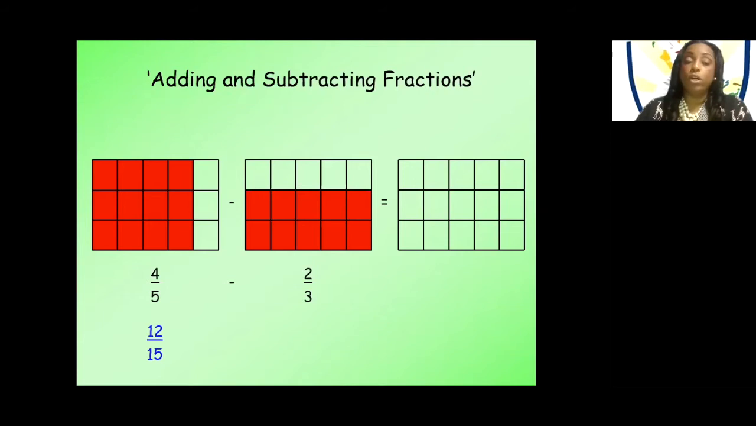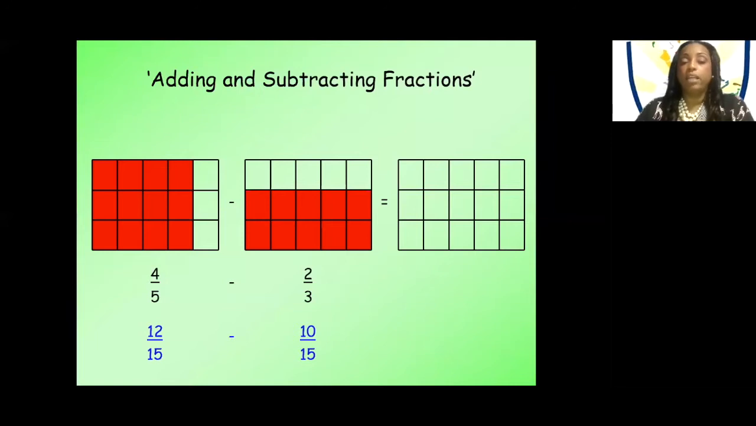What do you do once you have identified your LCM? You want to again divide each denominator into that LCM. Or again, ask yourself, how many groups of 5, in this case, can I get from 15? Once you have done that, then you do what? You multiply by the numerator. So 5 into 15, we get 3. 4 times 3 is 12.